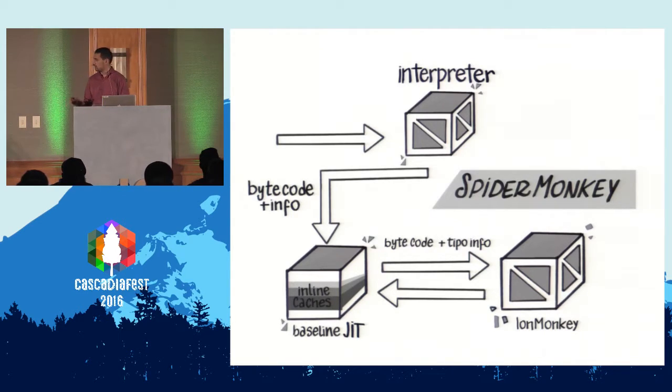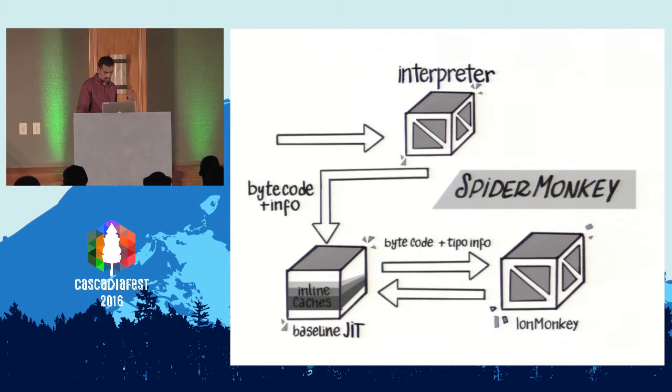So IonMonkey will grab the bytecode plus the type information that the system collected and will recompile the function. All the compiled code, under optimistic assumptions, can be invalidated with a new behavior in the program. But unlike the previous example, all the code would bail out to the baseline JIT instead of the interpreter. So that would be somewhat more performant than the other one.